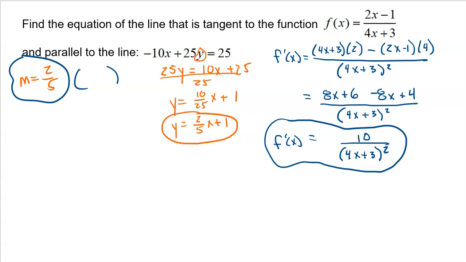What I don't have is my point of tangency. Don't have that point of tangency (x, y). But again, the x value that produces this slope from the derivative is that point of tangency. So what I have to do is take my derivative, 10 over (4x plus 3) squared, and set it equal to 2/5 and solve for x.